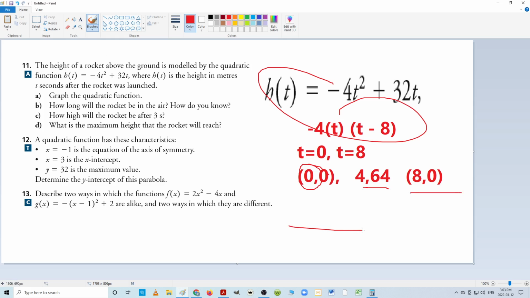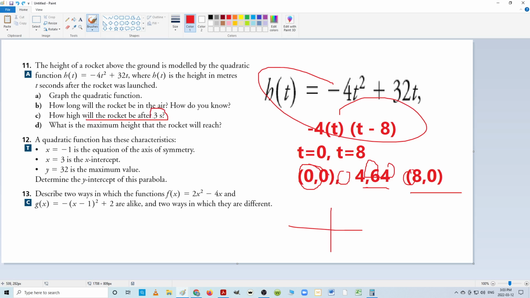Graph it? Sure, okay, I'd just put it in a graph. I'd plot these points, I'd mark my axis of symmetry as x is equal to 4, and I'm done. How long will the rocket be in the air? 8 seconds. How do I know that? The factor there. I'll show you how to do this in a second. How long will the rocket be in the air? 8 seconds. How high will the rocket be after 3 seconds?